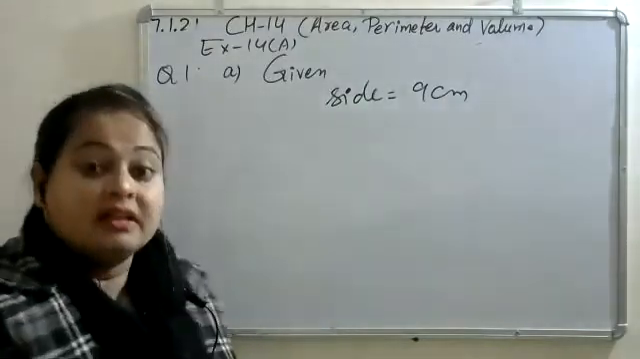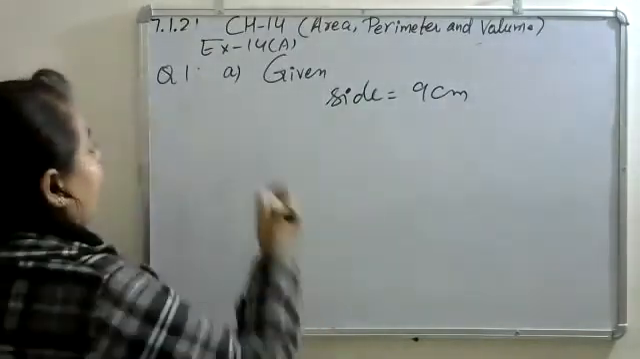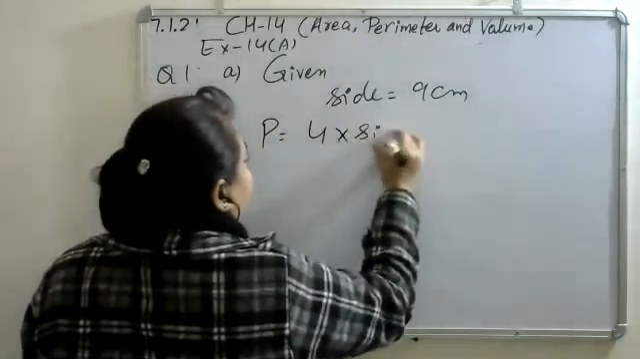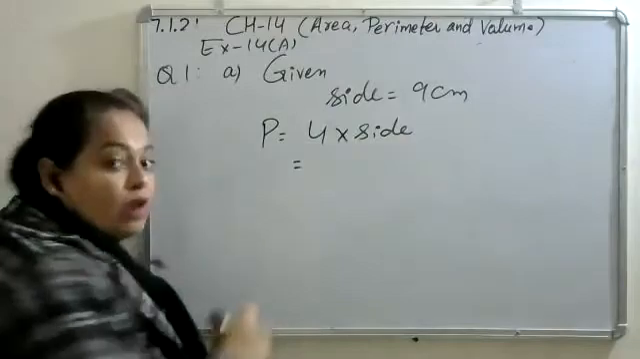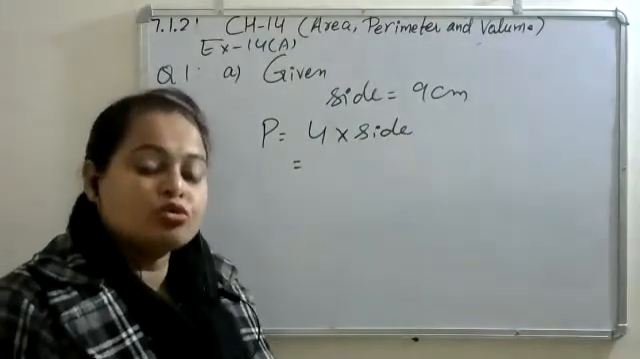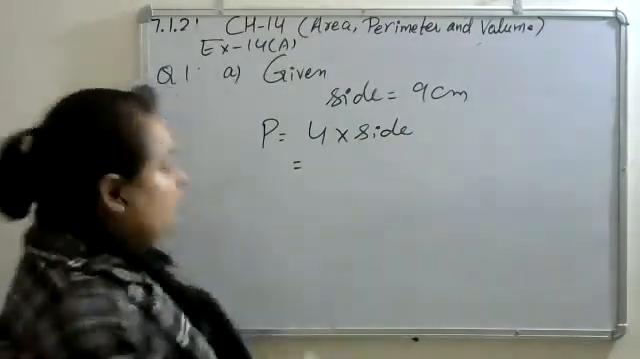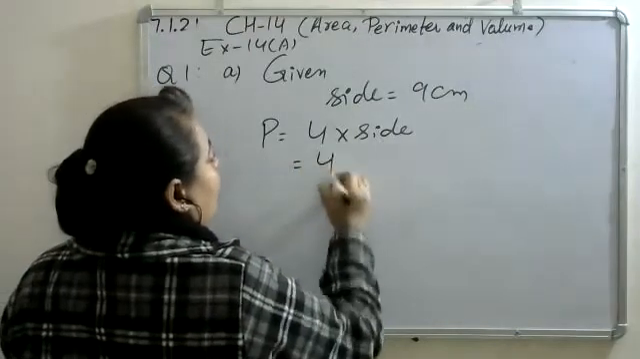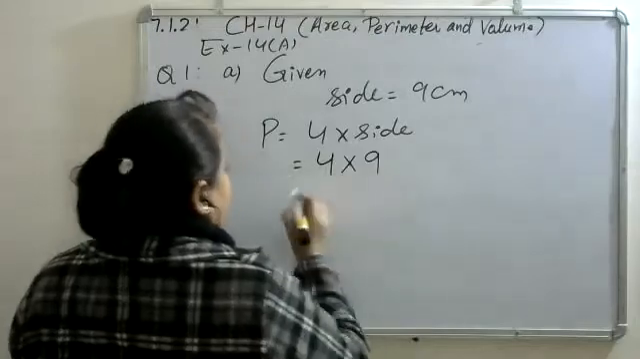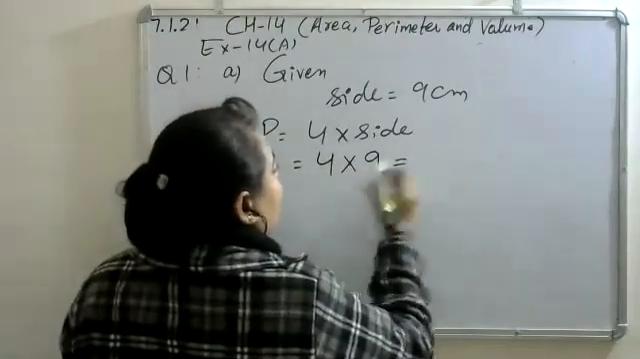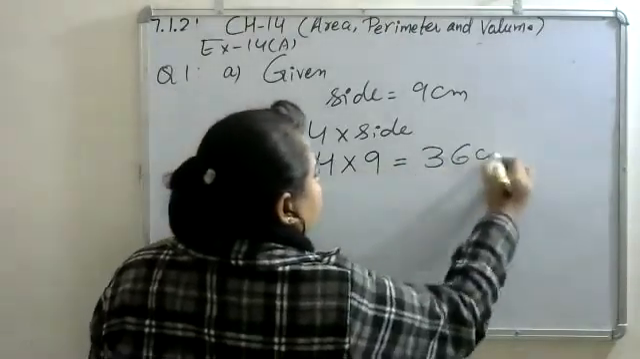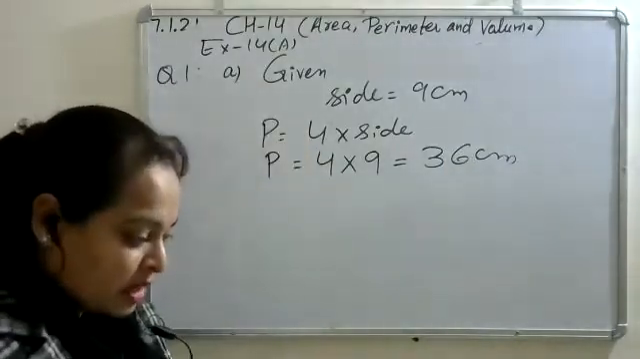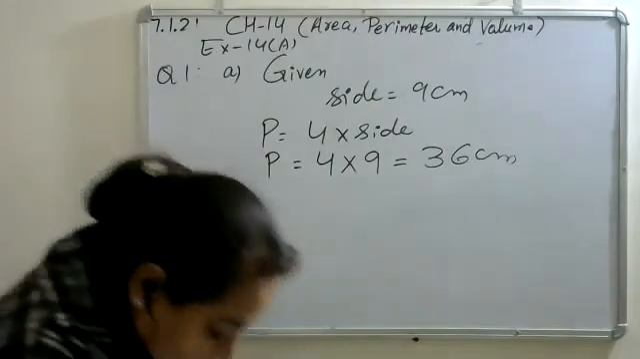Now apply the formula. As we know, perimeter of square is 4 multiplied by side. So this is the formula that we will use to find the perimeter of square. So 4 multiplied by 9. So this will give you 36 centimeter. So like this you will solve the sum.